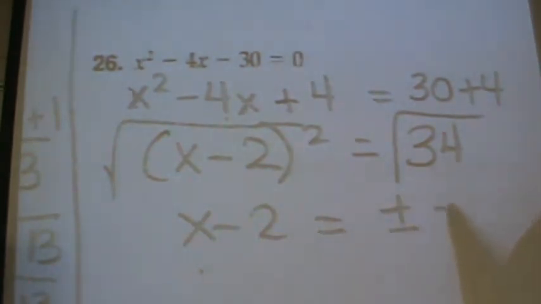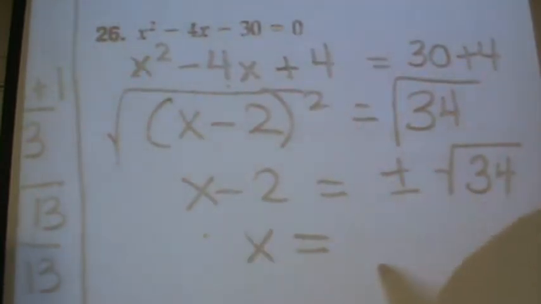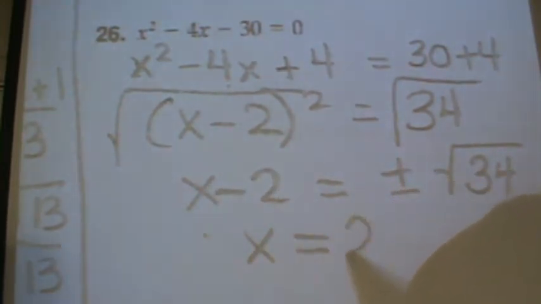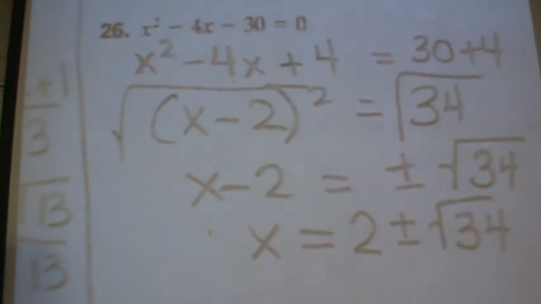Can 34 be broken up? 2 and 17. So there's nothing there, and what's your final answer? What do I have to do with x? This equals 2 plus or minus root 34. Yep. These are exact answers, not estimated.